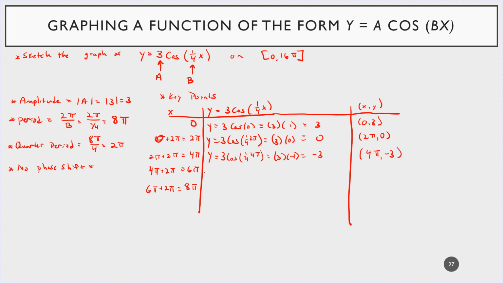Let's keep going. Got 2 more to do. y is equal to 3 times cosine of 1/4 times 6 pi. Well, that's 3 pi over 2. Well, cosine of 3 pi over 2 is 0. Boom. So my next test point is 6 pi, comma 0.